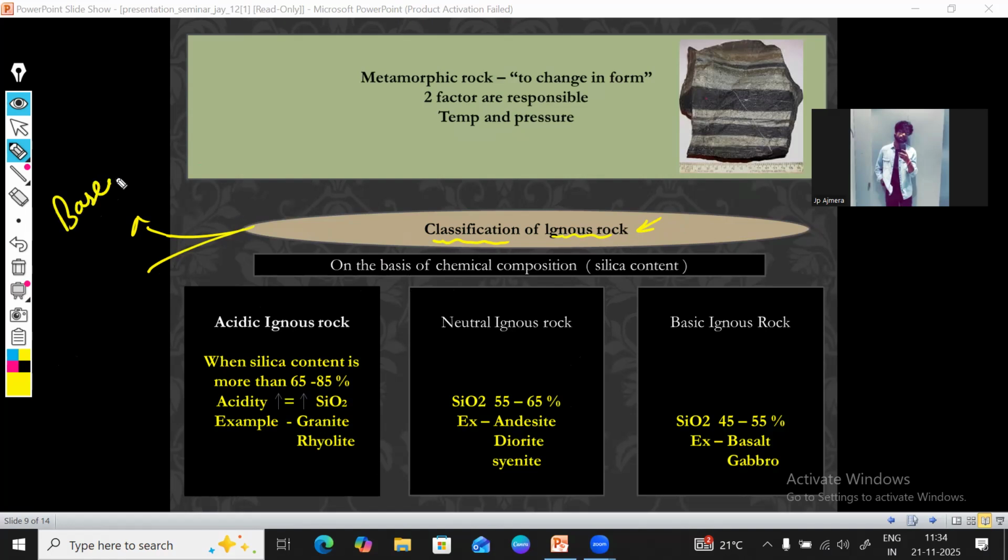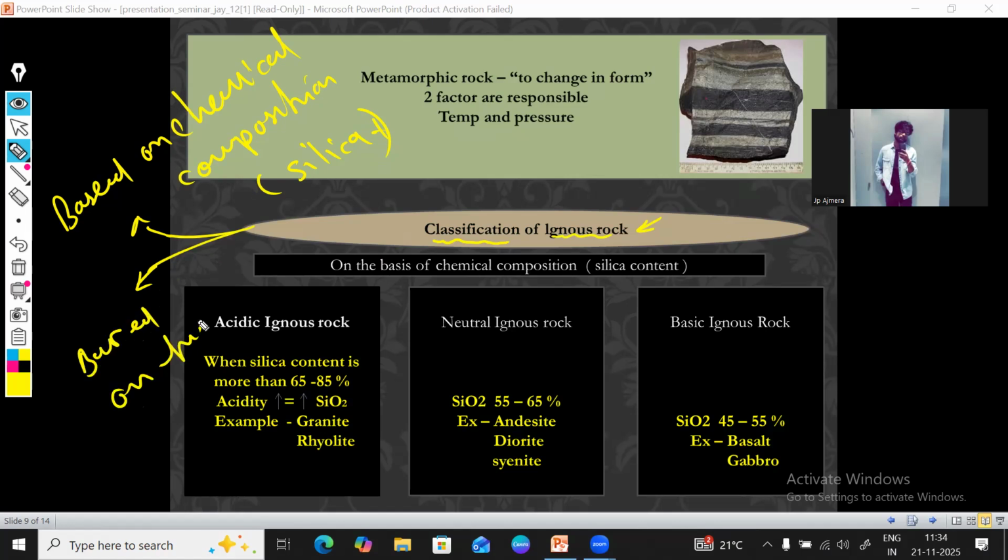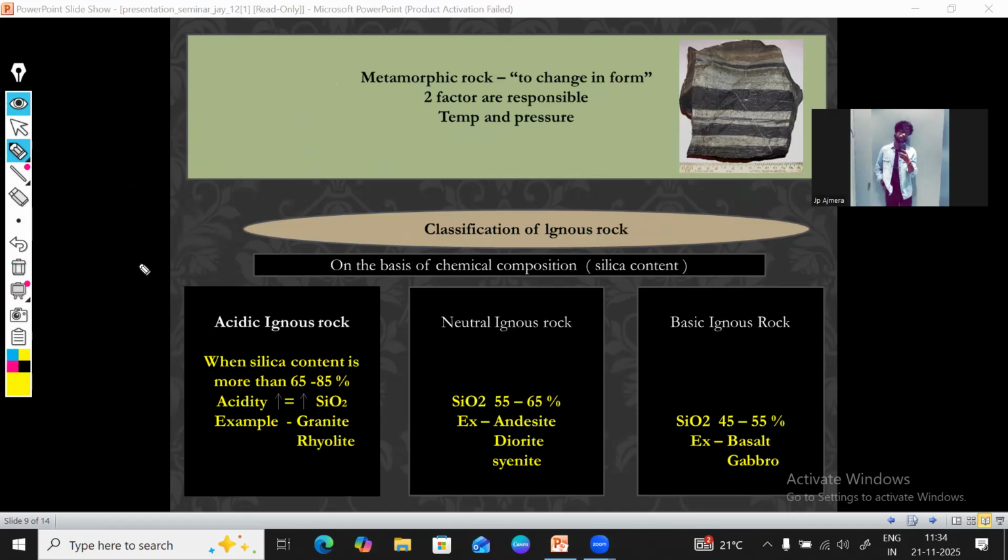Based on chemical composition, in which we mostly study the silica content. What is the percentage of silica in that particular rock? Silica percentage. The other is based on the origin. There are two bases on which we classify the igneous rock into different portions.